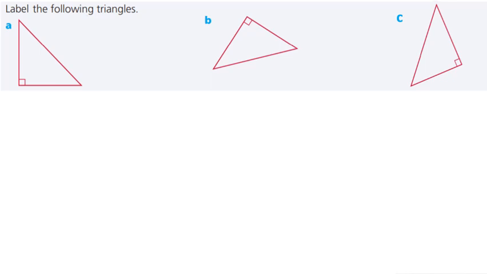Alright, let's practice labeling these triangles here. For the first one, I'm going to label the side that's C first. I'm looking for the side that's opposite the right angle. This is the right angle, opposite it is C here. And the other two sides I label as A and B.